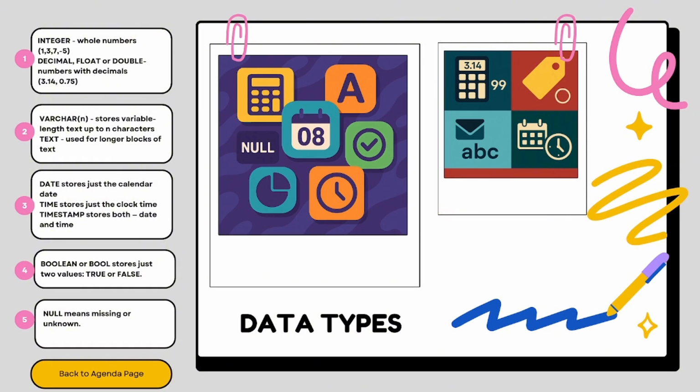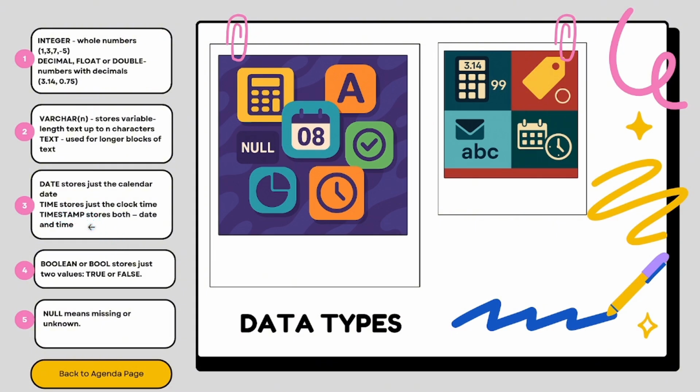The third one from the data type groups is date and time types. These data types help us track when things happen. We have date, we have time, and we have timestamp. Each one represents a different time structure. For example, date is only the calendar date, time is only the clock time, and timestamp stores both date and time together. You'd use timestamp to track mostly when a row was created, when someone signed up, or when an order was placed.